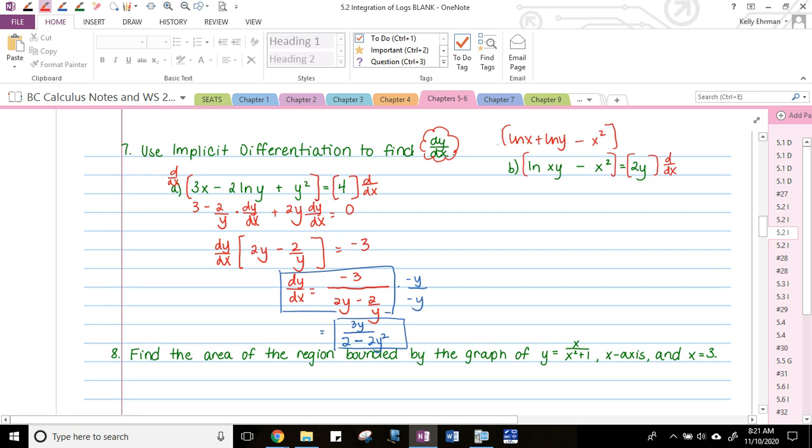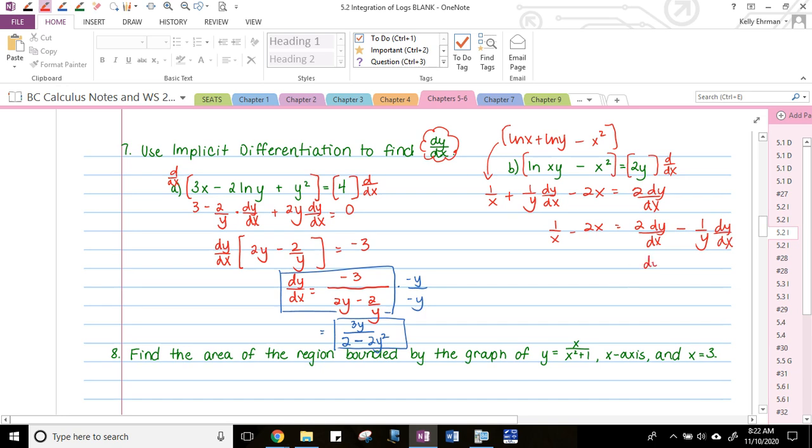So the derivative of natural log x is 1 over x, plus the derivative of natural log y is 1 over y, dy/dx, minus 2x equals 2 dy/dx. That's probably way easier and a lot less ugly compared to the one that I have in my homework, I'm sure. Okay, so I'm going to move dy/dx's to the right side. 1 over x minus 2x is equal to 2 dy/dx minus 1 over y dy/dx.